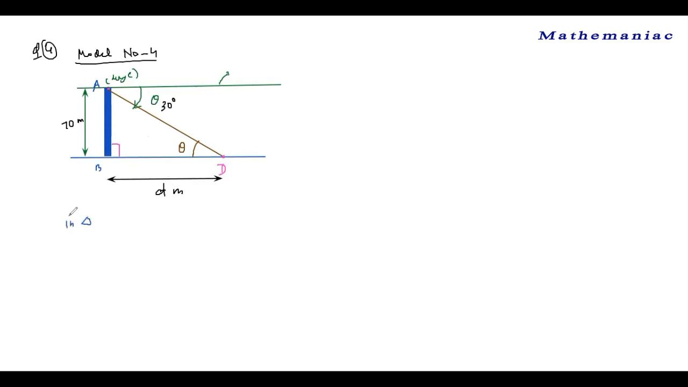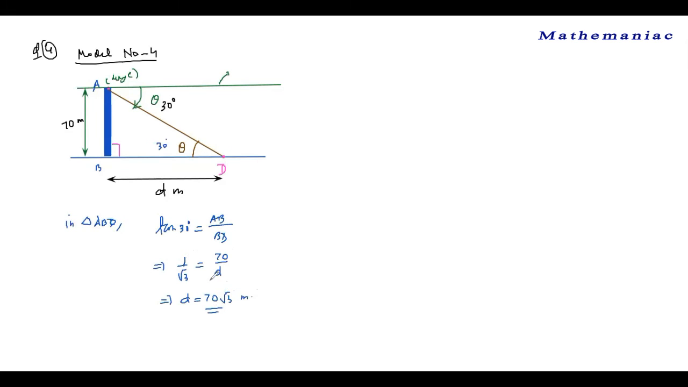That is triangle ABD. In this triangle, you consider tan of 30 degrees because this angle is now 30 degrees. Tan of 30 degrees will be equal to AB by BD. Tan of 30 degrees means 1 by root 3. AB means 70, and BD means d. Now just by cross multiplication, you get the result.